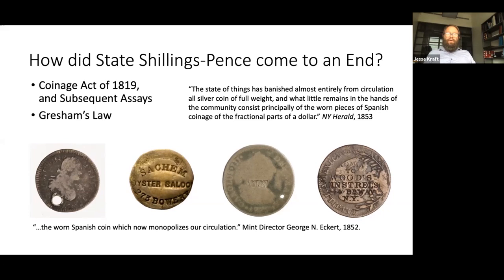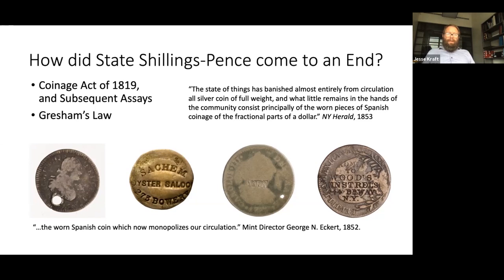Now, Gresham's Law is an economic law that was named after Thomas Gresham in the 16th century. And this essentially states that bad money drives good money out of circulation. So if you have the choice of spending, say, a full weight silver coin or a lightweight silver coin, but they have the same exact value, you as a consumer are going to spend the lightweight one and retain the full weight one for yourself. And this is essentially what happened in the United States throughout the 1830s and 40s.